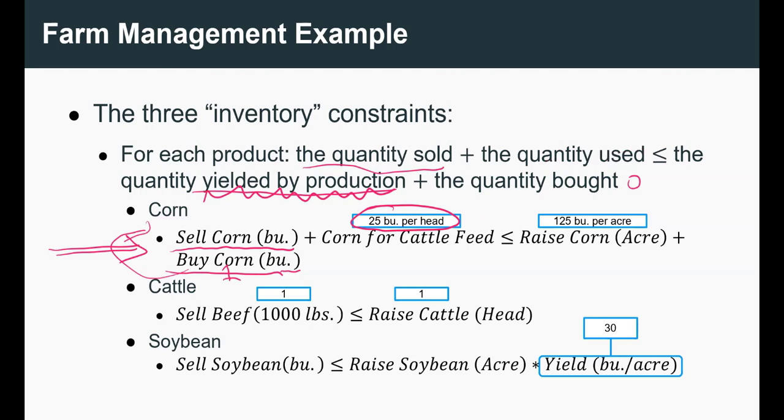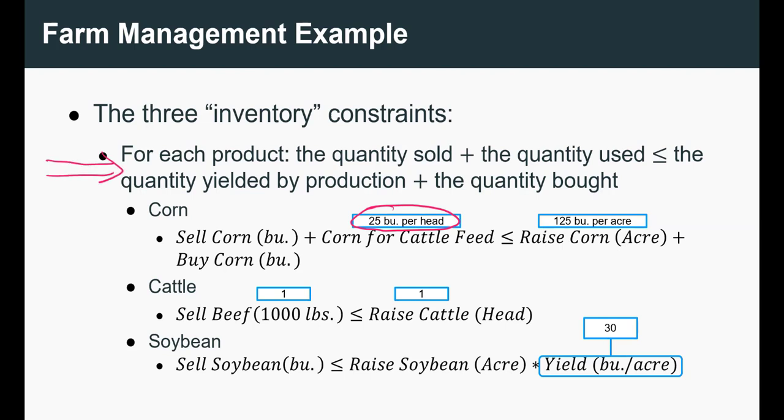So that's the explanation of those three constraints, those three inventory constraints. If the word inventory is causing trouble, then maybe you should provide a name yourself for the three constraints, but it's basically describing this relationship: quantities sold plus quantities used is smaller than the summation of the quantities yielded and the quantities bought. So that's what those three conditions are about.